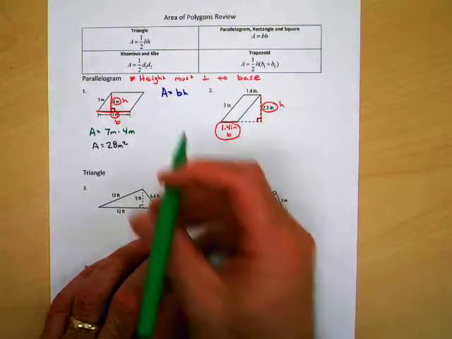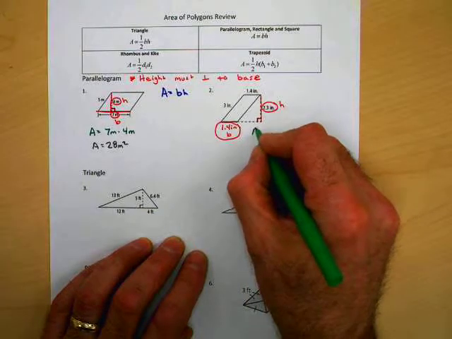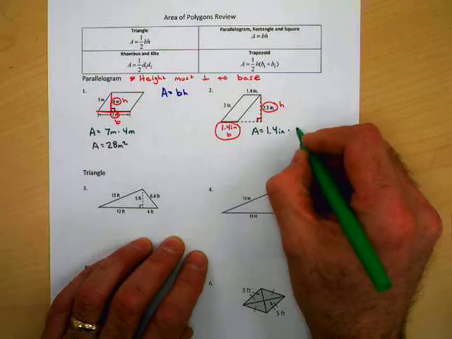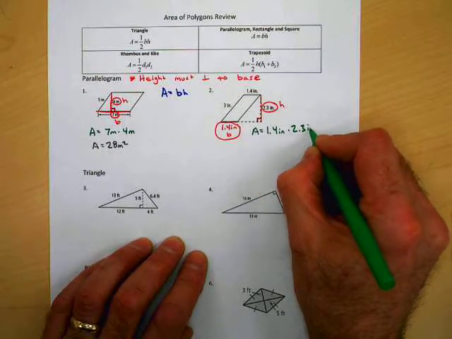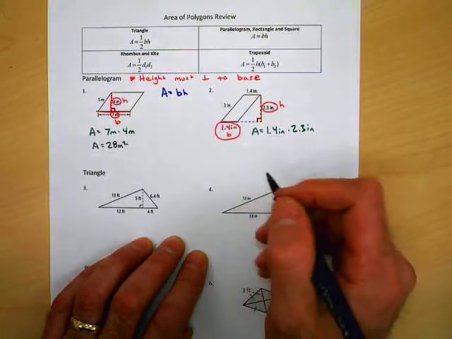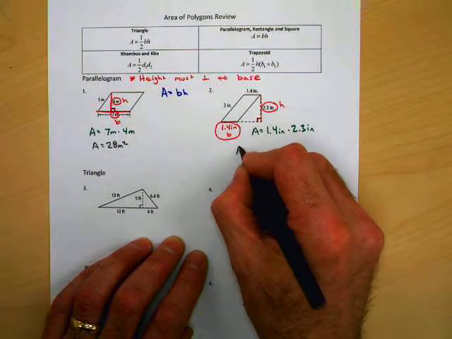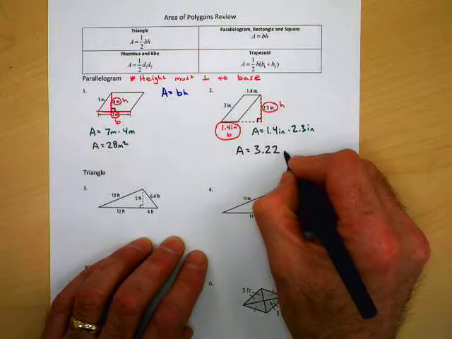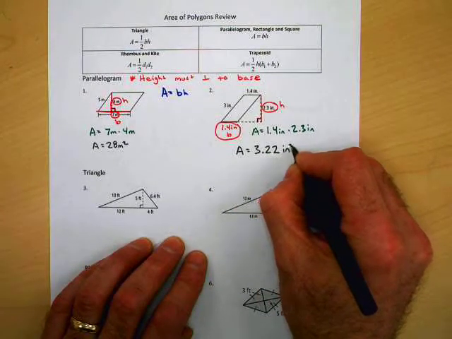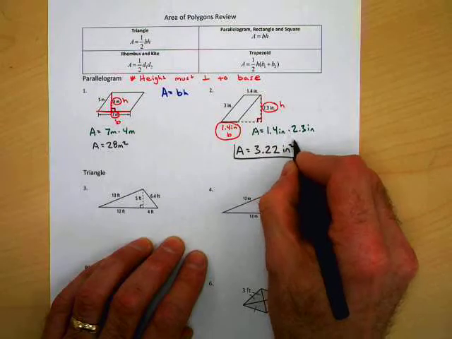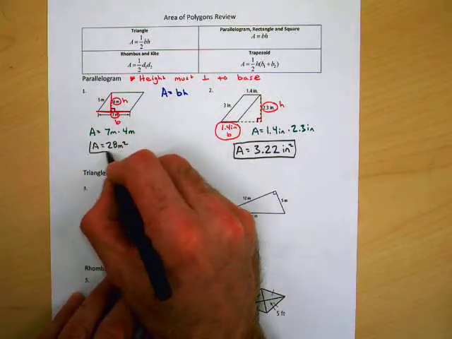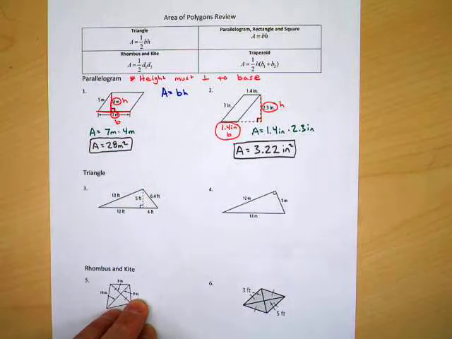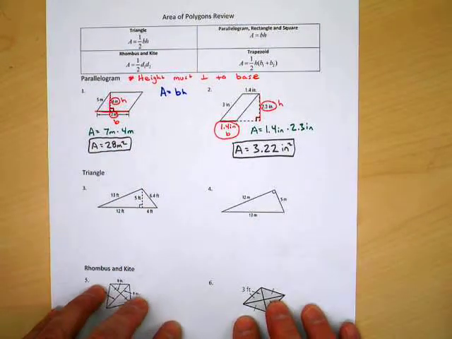Now, plugging back into that formula, area equals base times height. When I multiply those together, I get 3.22. So area equals 3.22. Now we measure that in inches squared since the units were inches. That's my answer. So those are my first two, using the simple equation area equals base times height since they're both parallelograms. Triangles are a little bit different.